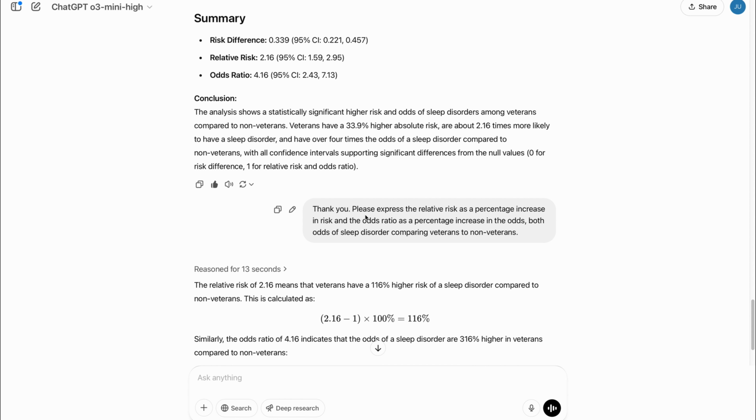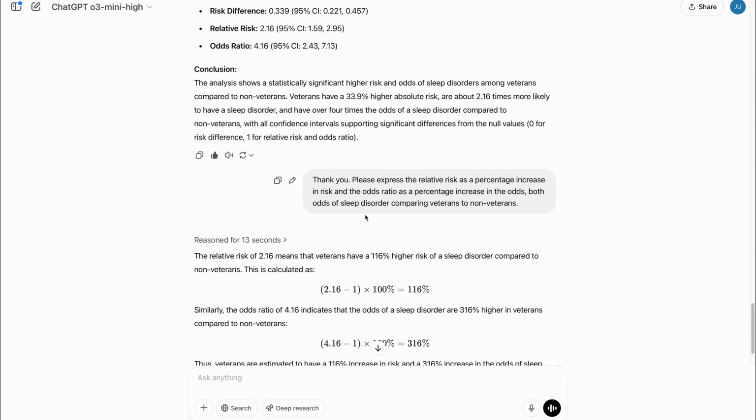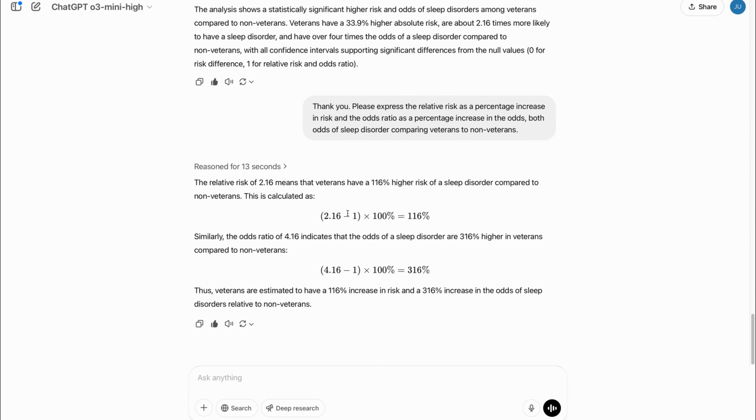I said, thank you, please express the relative risk as a percentage increase in risk and the odds ratio as a percentage increase in the odds, both of sleep disorder comparing veterans to non-veterans. And it shows very nicely how to do that. Both of these values are more than the value under the null hypothesis. That's 1. So we subtract 1 from it. And that is 2.16 minus 1 times 100%. That's 116. So relative risk of 2.16, that's the same as a 116% increase in the risk of sleep disorder comparing veterans to non-veterans. And the same for the odds.